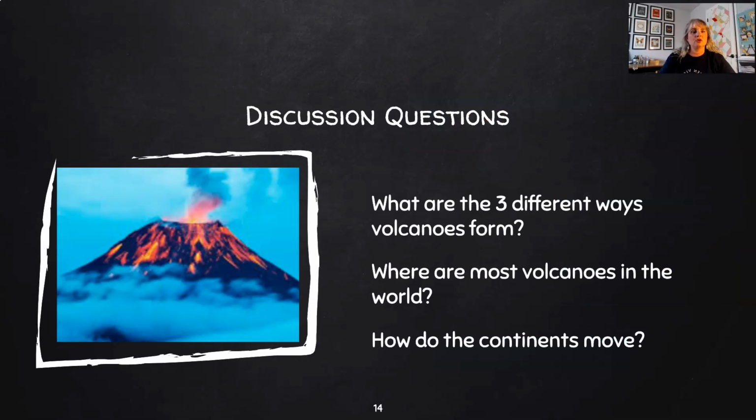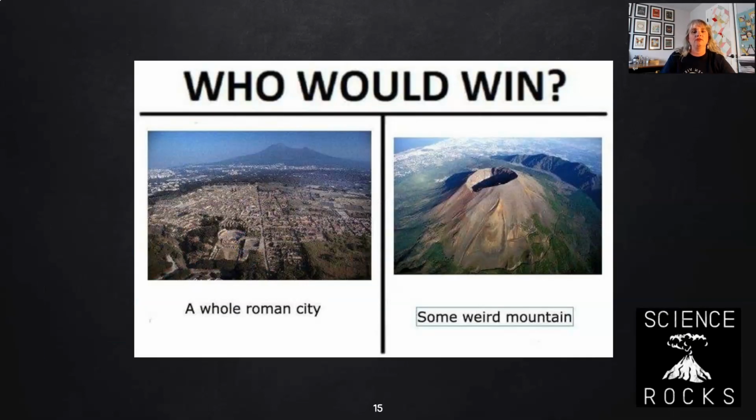So some discussion questions, make sure you can answer these. Like, what are the three different ways volcanoes can form? How can they form? Different boundaries, and there's a third one. Where are most volcanoes in the world? And again, a review. How are the continents moving? That kind of goes along with where volcanoes can form.